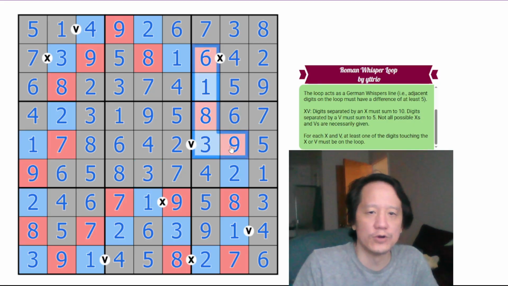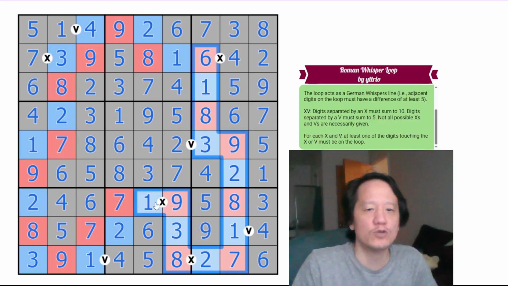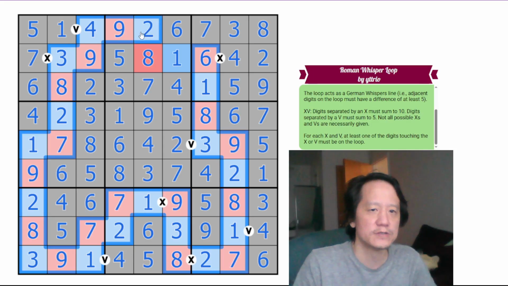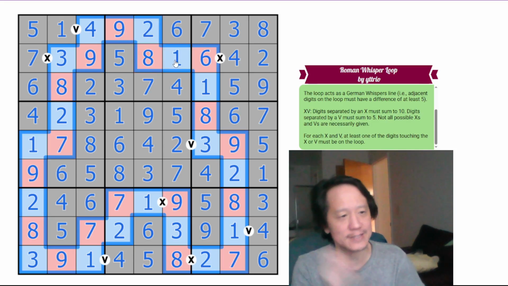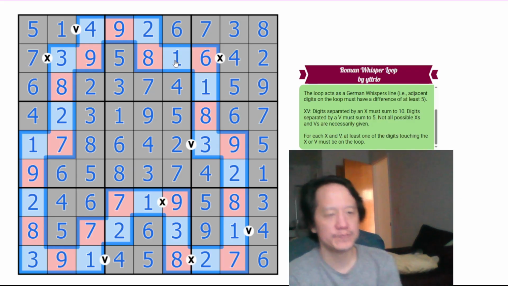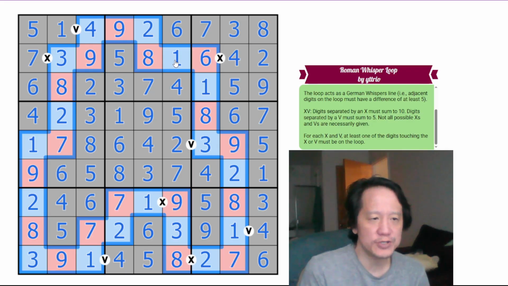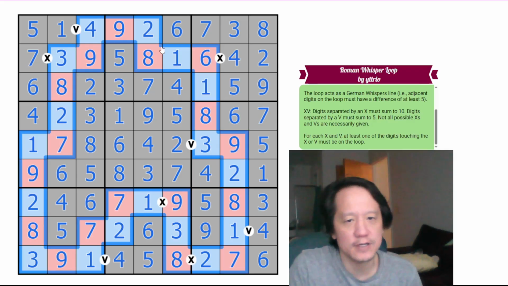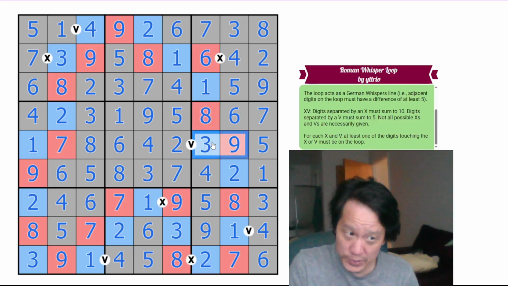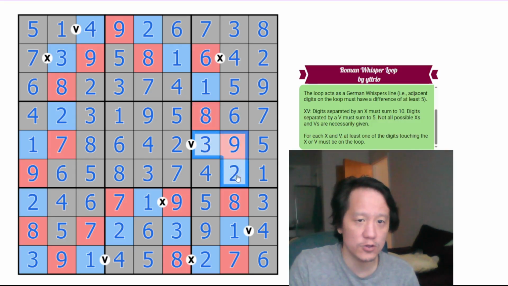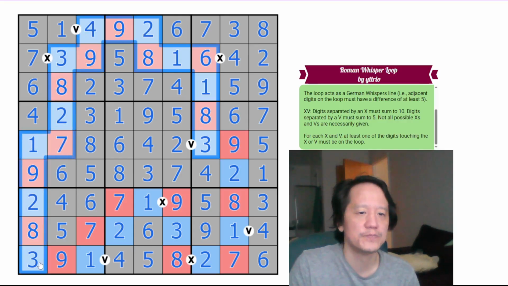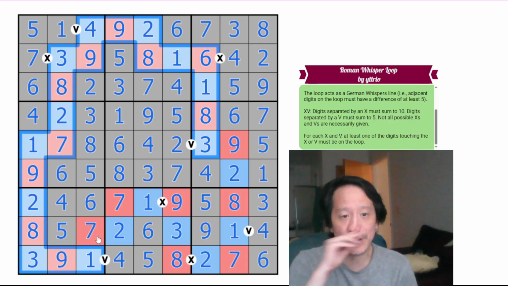Yeah, pretty straightforward. For a loop puzzle, this is actually fairly easy. So I would definitely classify that as an easy puzzle, because it's pretty straightforward. You just have to basically understand the logic behind German whisper loops and loops that can touch itself, the geometry of loops. And then it's pretty straightforward from there.